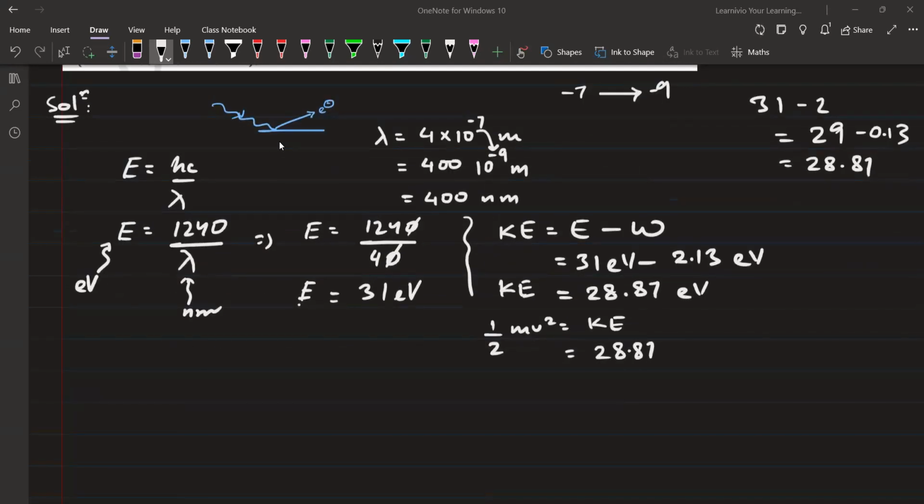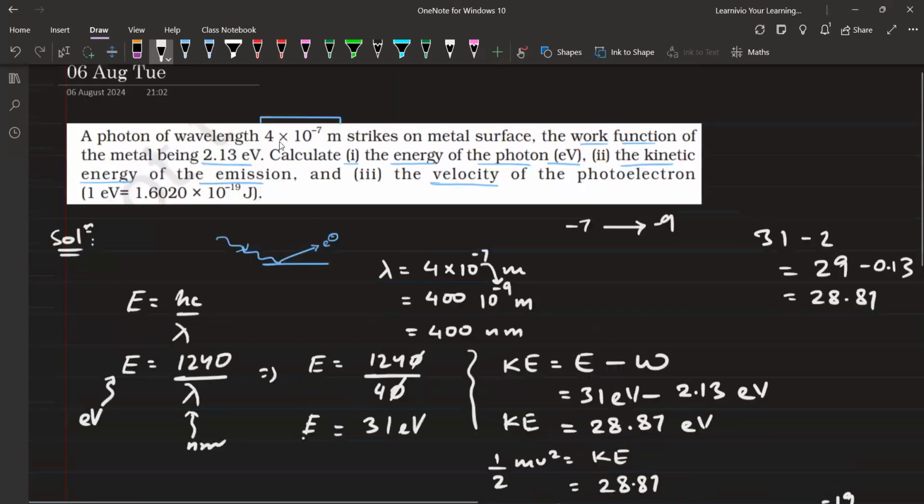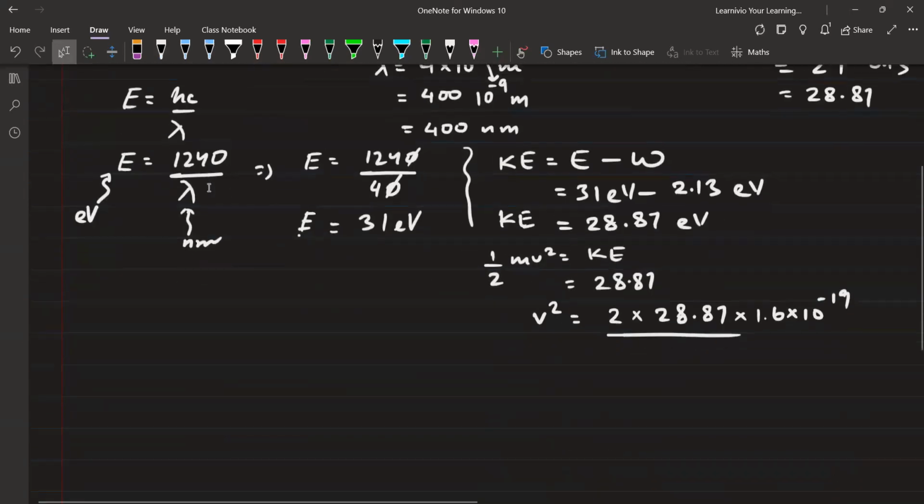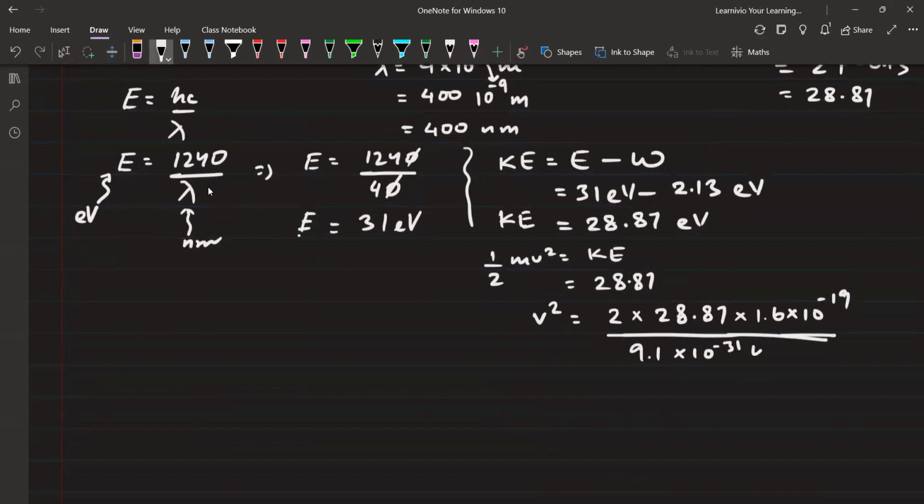So we can write velocity square is equal to 2 times kinetic energy, 28.87, divided by mass of electron. Now we need to convert things. This is in electron volts. I will convert this into joule, 1.6 into 10 to the power minus 19. I think this has been given in the question. 1 electron volt is equal to 1.6 into 10 to the power minus 19 joule. Divided by the mass of electron, that is equal to 9.1 into 10 to the power minus 31 kg.